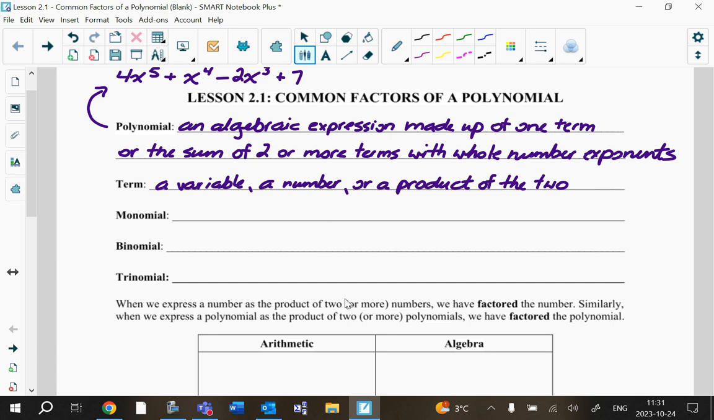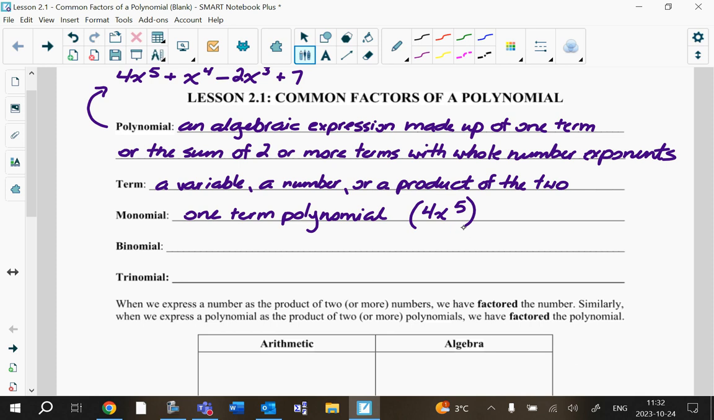So refreshing your memory on polynomial, can somebody tell me what a monomial would be? Yep. A one-term polynomial. So it could be like 4x to the 5th. Nothing is added, nothing is subtracted after it. It's just there by itself.